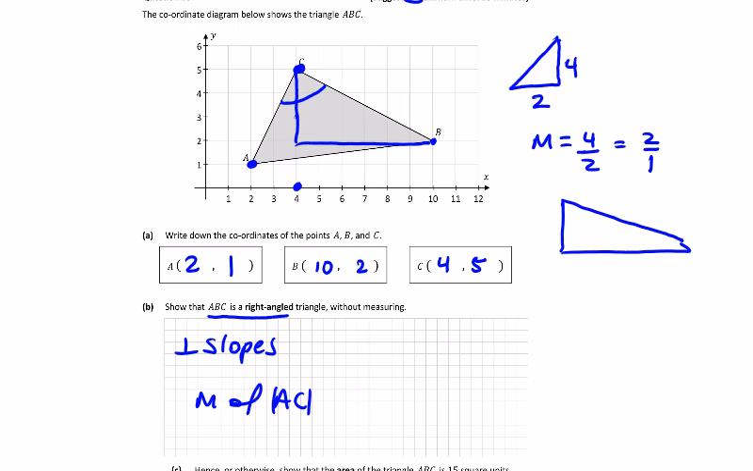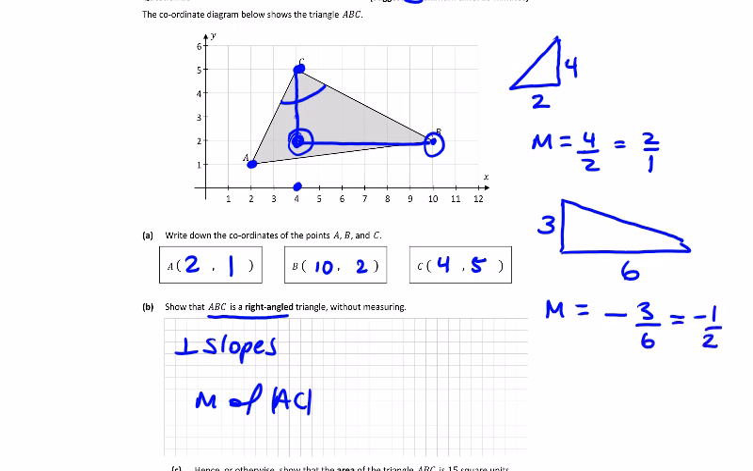So what's my rise? My rise is from 2 to 5. My rise is 3. And my run is from 4 to 10. My run is 6. We can see the slope of this one is equal to negative rise over run, which is minus 1 over 2.